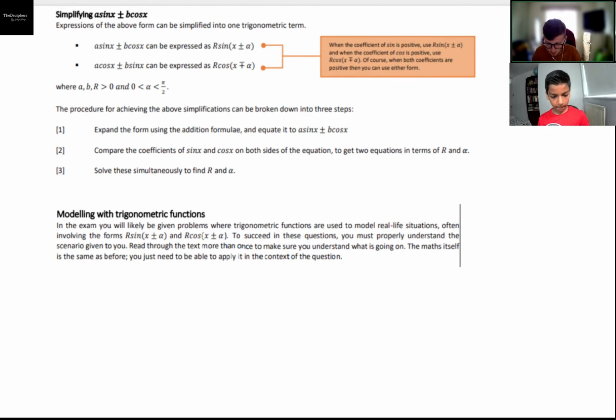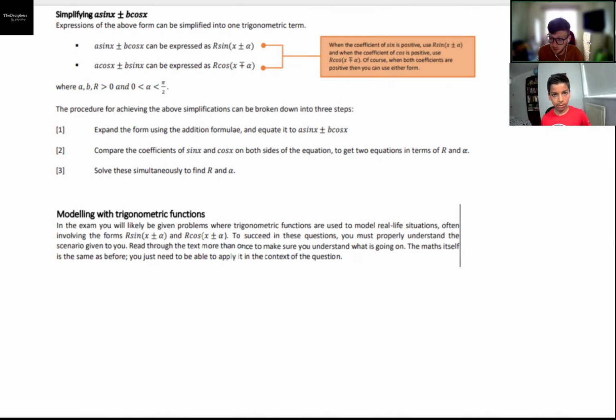So Cordelia, can you think of an example of something it might be useful for, to get it into the form r sine of x plus alpha or r cos of x plus or minus alpha? So it could be helpful for solving an equation of that form, because when you've got it as r sine of x plus or minus theta, then you can easily solve an equation.